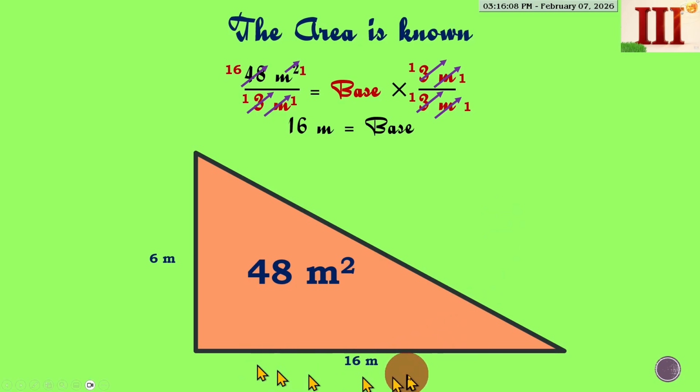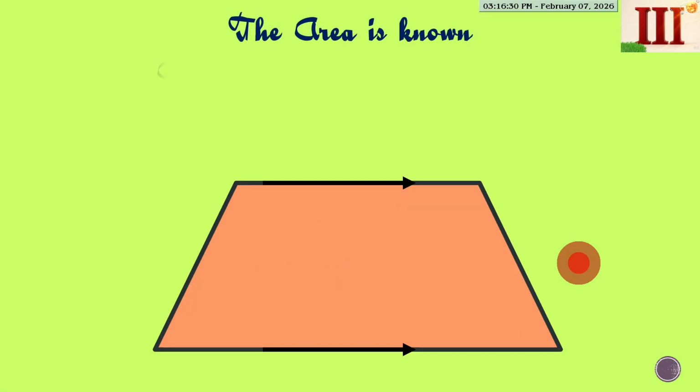So if this is 16 by 6, that's going to be, let's say I'm trying to do this in my head, 32, 96, and then 96 divided by 2 is 48. So that means that this is correct. It's always good to do a check after you find your answer to make sure you do have the right value. So here's our trapezium.